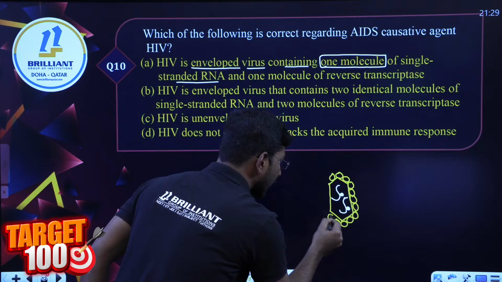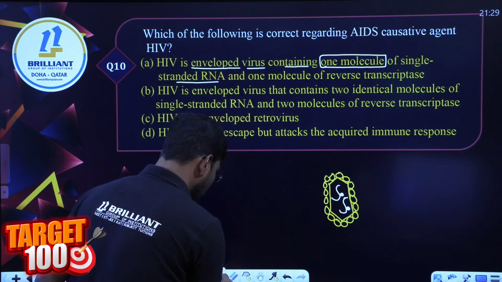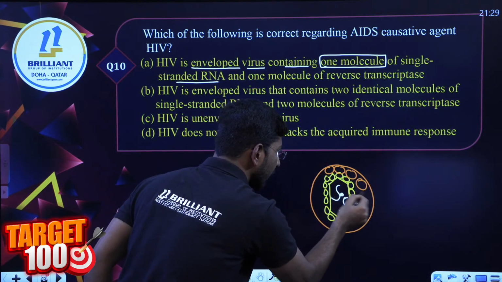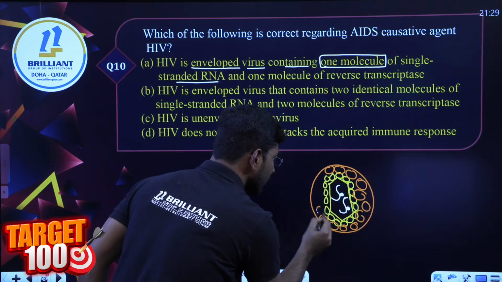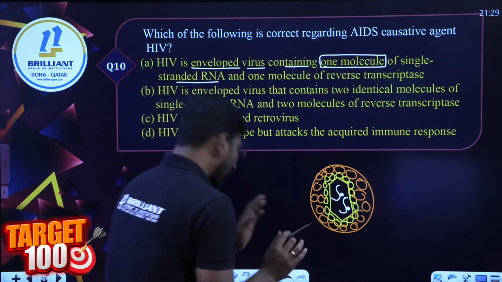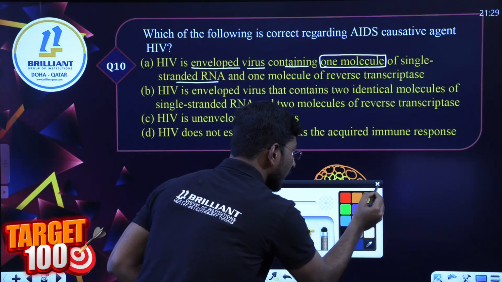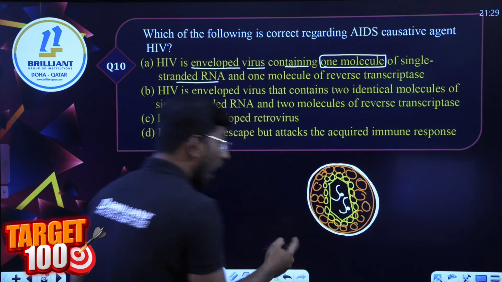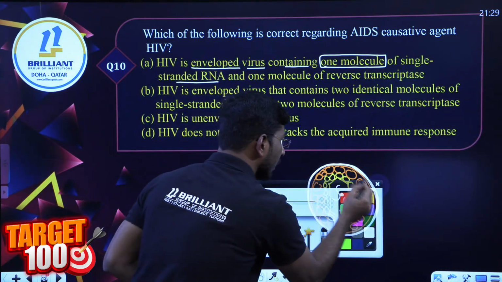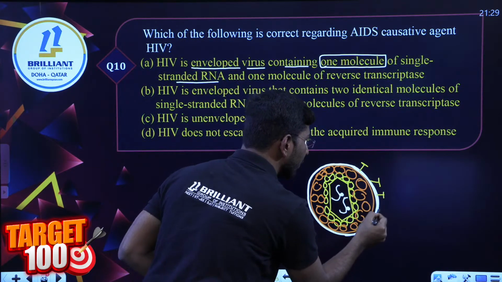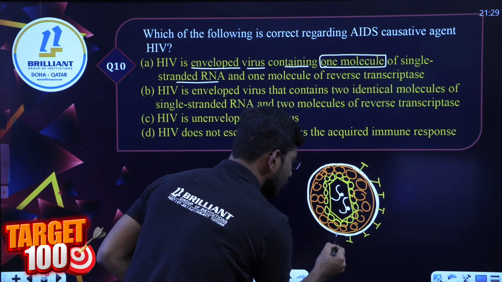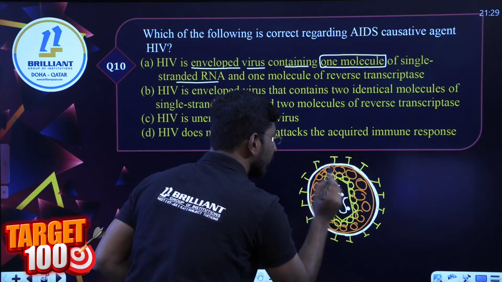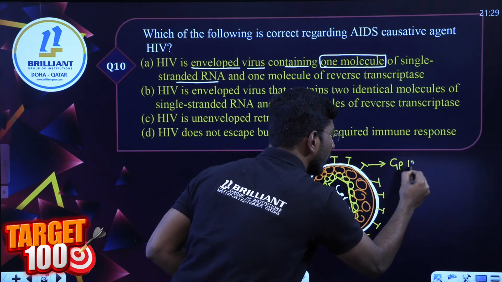Am I clear? Now carefully look at what I'm explaining. Next, out of this there will again be protein layers. Genetic material is inside with reverse transcriptase enzyme, and these are all protein layers. After this there will be a lipid layer. Outside of this there will be glycoprotein molecules we call GP120. Everyone keep in mind, in the exam if a question comes, this is the glycoprotein 120 molecule.